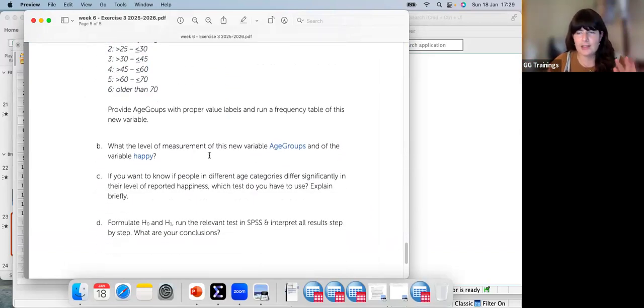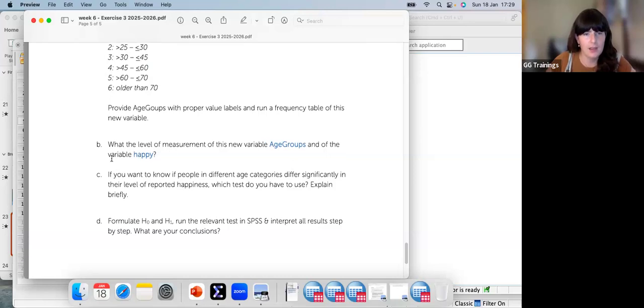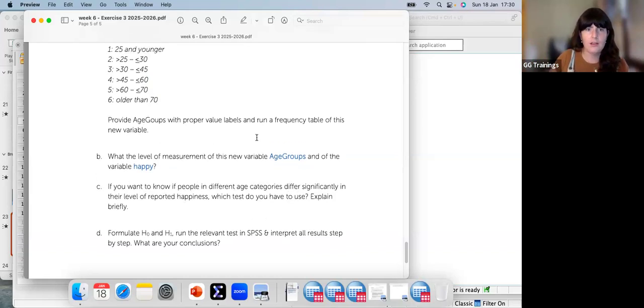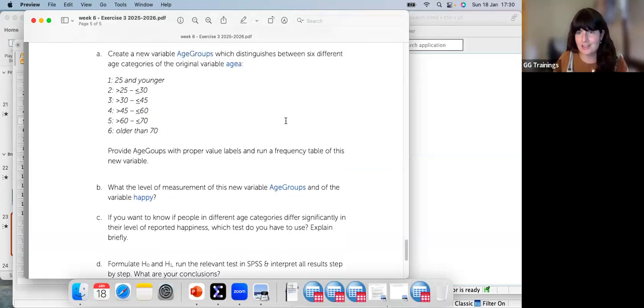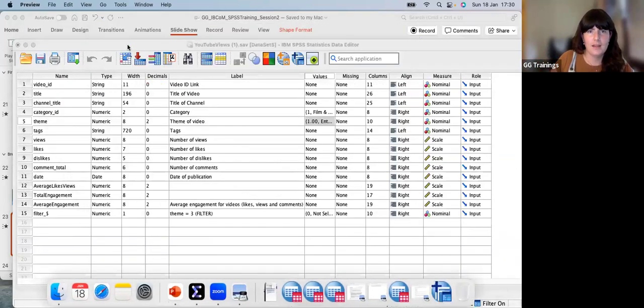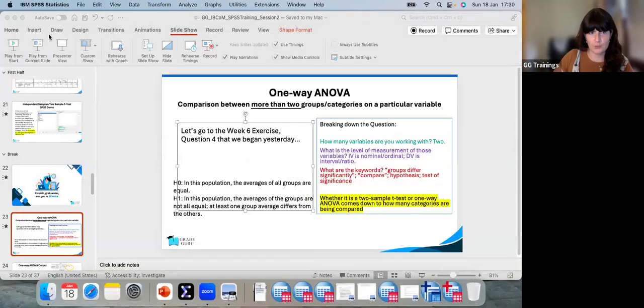Let's go to B. That's the level of measurement, ordinal, ratio, and this is probably interval ratio. It has to be. Okay, cool. C. If you want to know if people in different age categories differ significantly in their level of reported happiness, which test do you have to use? Well, you're looking at a difference between categories. There's only two options. It's the two-sample t-test or it's the ANOVA. How many categories did they ask you to create? Six. It's got to be the ANOVA. Assuming we're doing okay on this so far, the ANOVA.